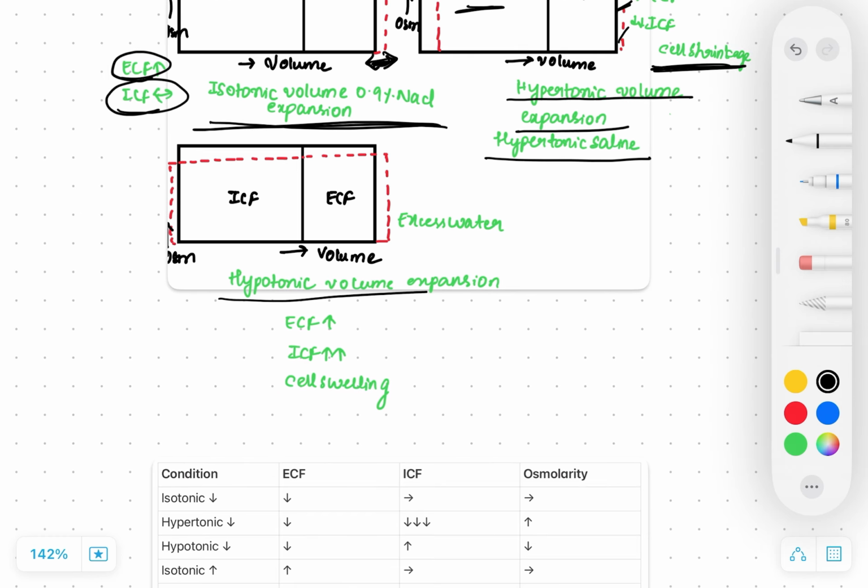Next is hypotonic volume expansion. If we drink excess water containing a small amount of electrolytes, it causes osmolarity to reduce, but there is expansion of the ECF. Since the osmolarity of the extracellular fluid is reduced, there will be movement of water from the extracellular to the intracellular fluid. So this leads to intracellular fluid compartment expansion, extracellular fluid compartment expansion, and also cell swelling.